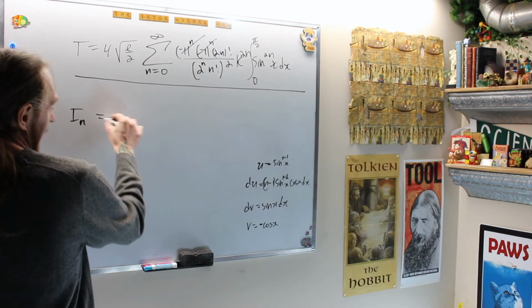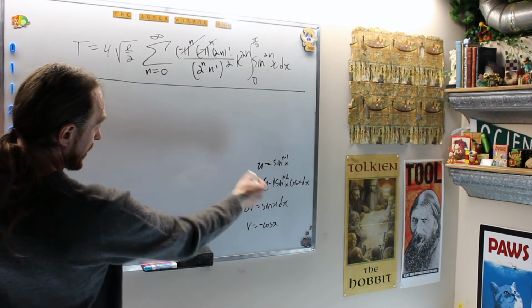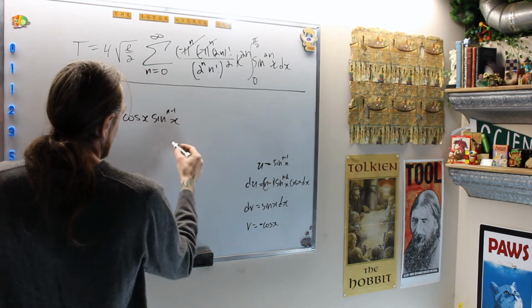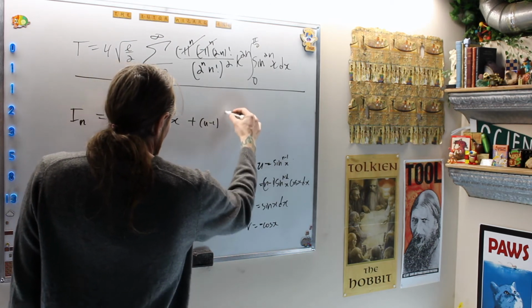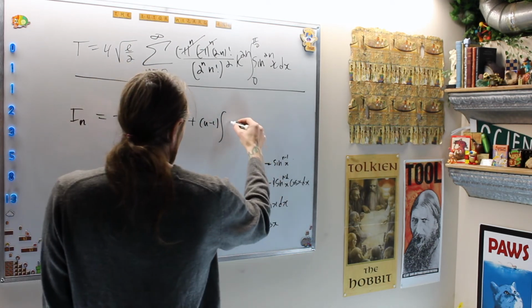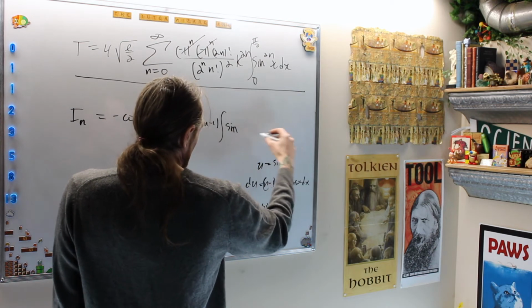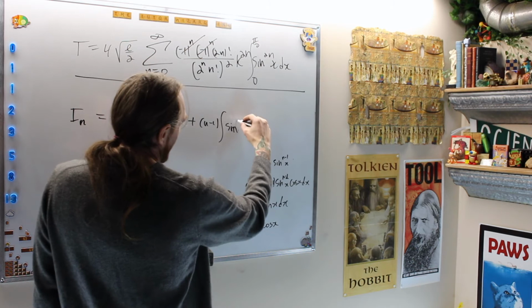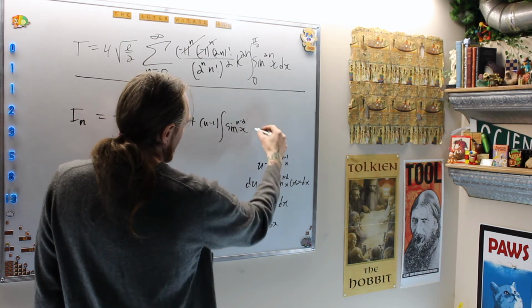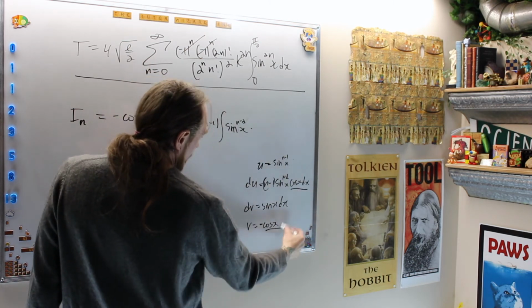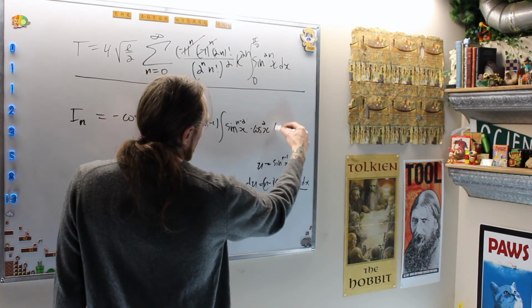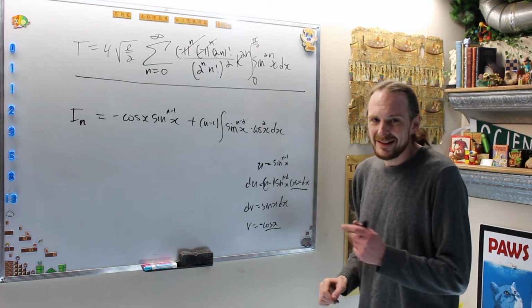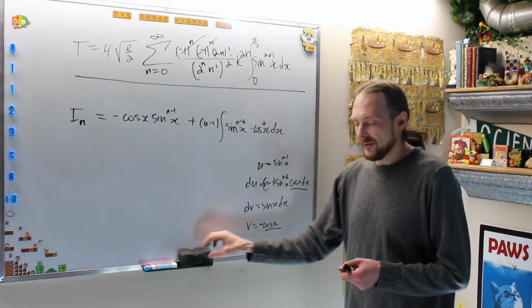That gives me I_n equals u times v: negative cos x sine^(n-1) x, plus (n-1) times the integral of sine^(n-2) x times, I get a cos and a cos, cos squared dx. I've done this before. And we get to use both identities: the Pythagorean identity and the double angle identity in its reverse direction.